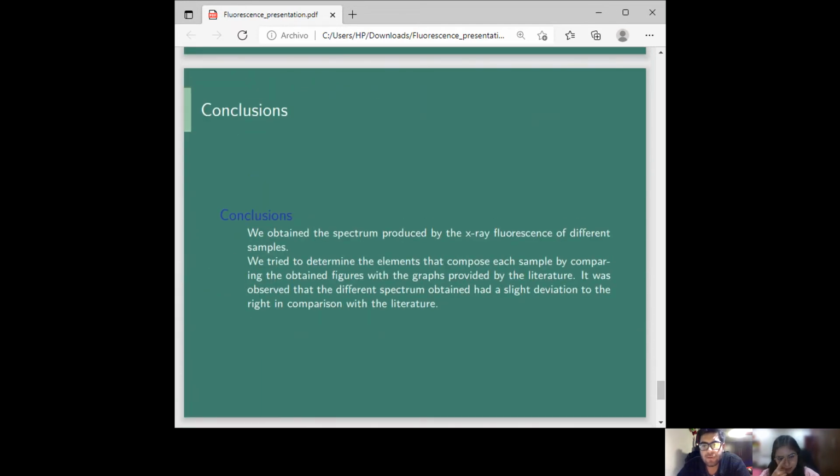We obtained the spectrum produced by the X-ray fluorescence for different samples. We tried to determine the elements that compose each sample by comparing the figures with the graphs provided by the literature. It was observed that the spectra obtained had a slight deviation to the right in comparison with the literature.